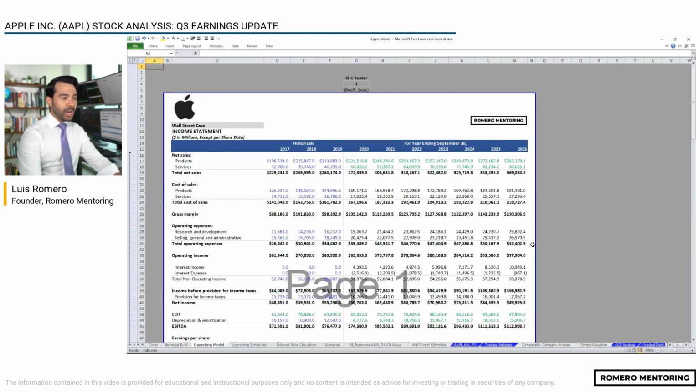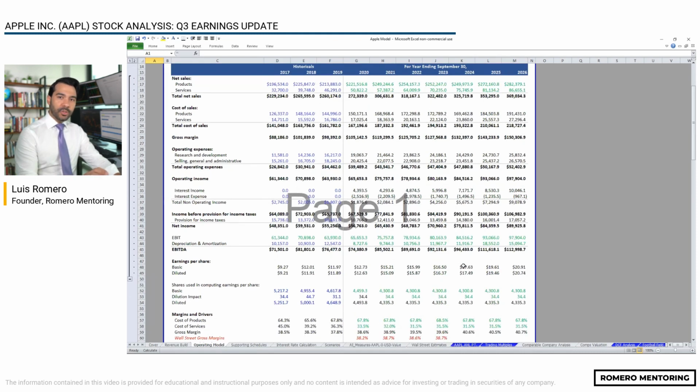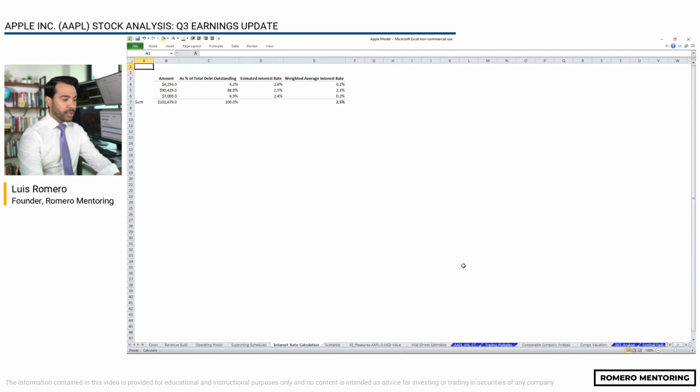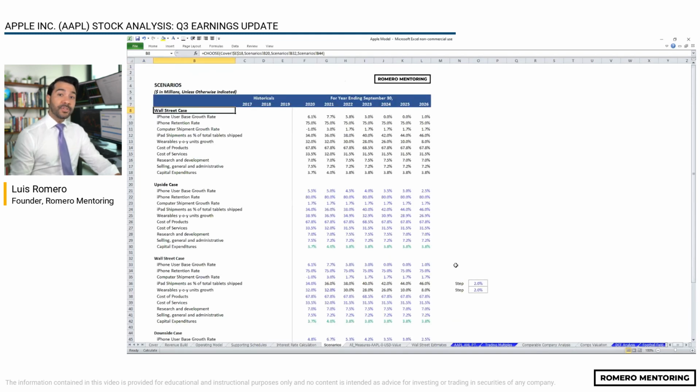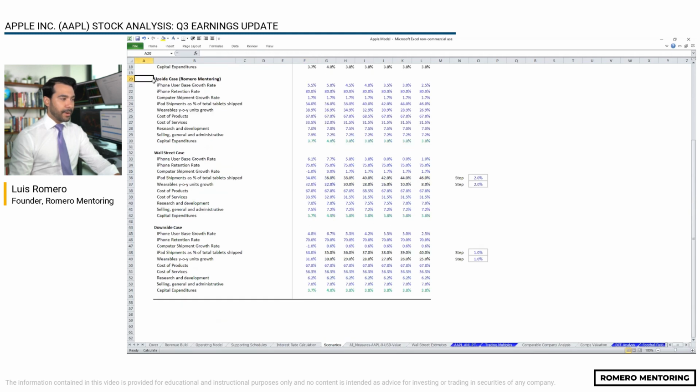So I wanted to share with you what a full-blown consolidated model looks like and how we use this model now to perform discounted cash flow valuation or analysis. Okay, here we have supporting schedules like your depreciation schedule, different scenarios. Here we have a Romero mentoring case. You can see here, you could have an upside case, a Wall Street case, and a downside case just to stress test different scenarios.